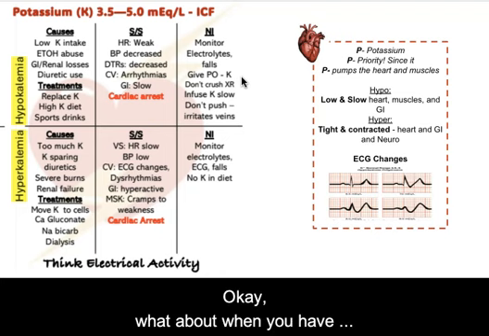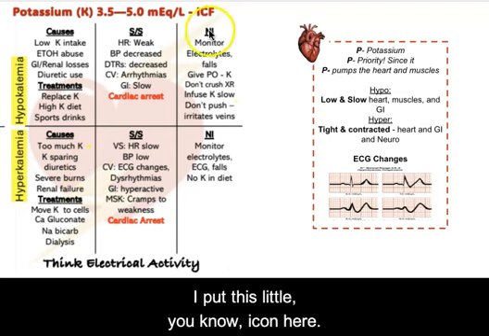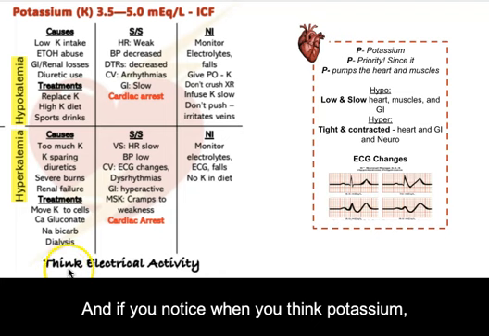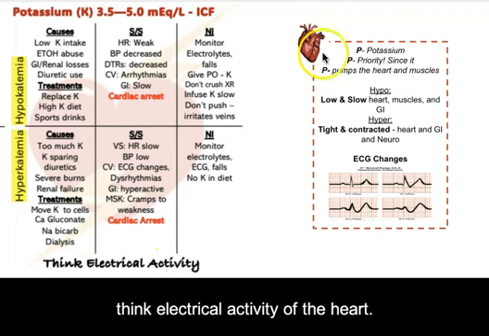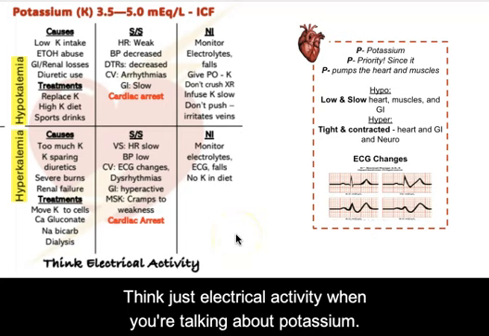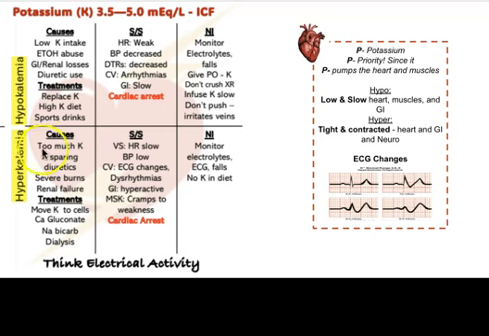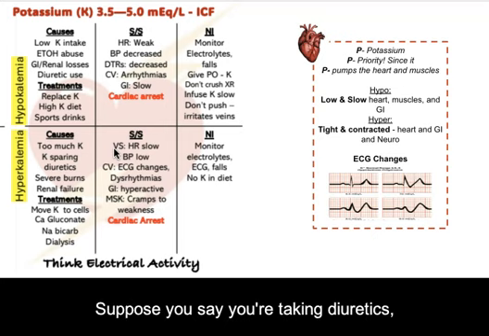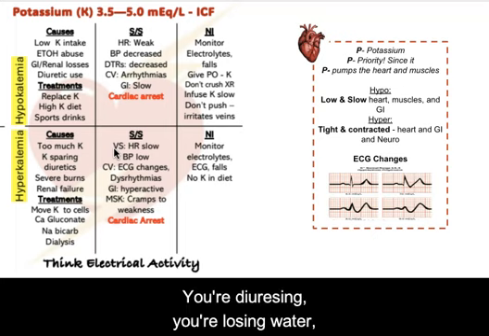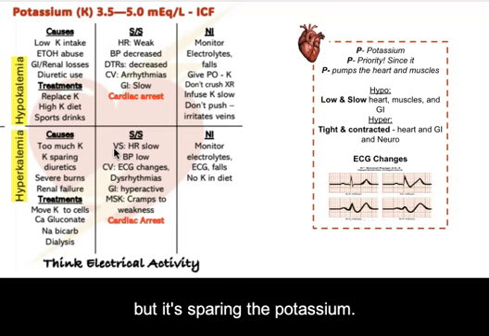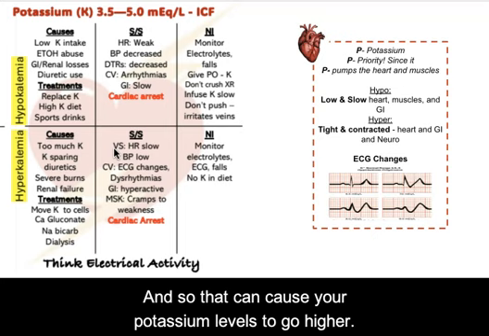Okay, what about when you have too much potassium? I put this little icon here, the heart, the little image. And if you notice, when you think potassium, think electrical activity of the heart. Think just electrical activity when you're talking about potassium. So now when you have hyperkalemia, that's too much potassium, what are the causes? Too much potassium in the diet. Suppose you're taking diuretics, but they're potassium-sparing diuretics. So what happens? You're diuresing, you're losing water, but it's sparing the potassium. That means it's not excreting the potassium, it's holding it in. And so that can cause your potassium levels to go higher.